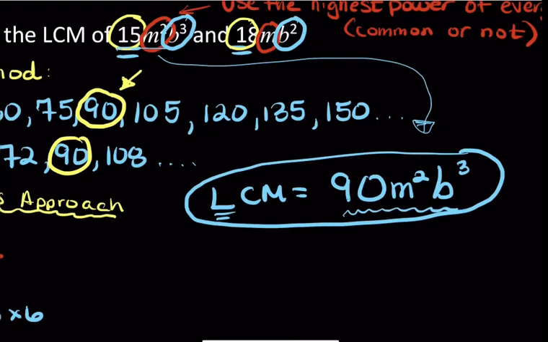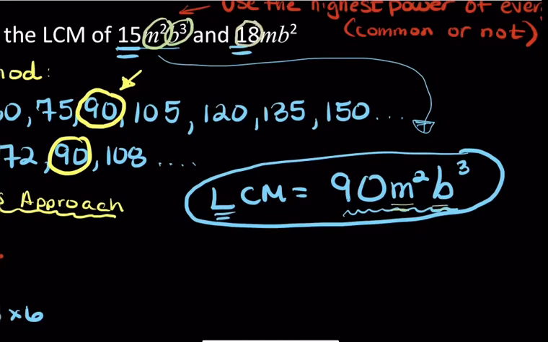Let's go number by number. Does 15 divide into 90? Well, of course it does. 15 times 6. All right? Let me just clean this up. This got really messy. Does m squared divide into m squared? Of course it does. Does b cubed divide into b cubed? Of course it does.